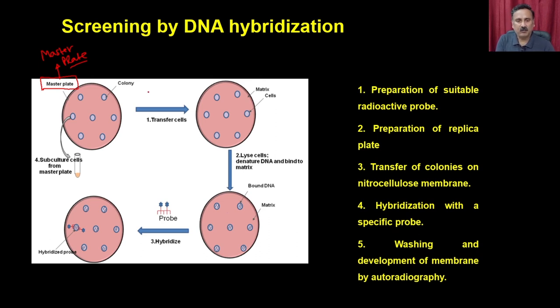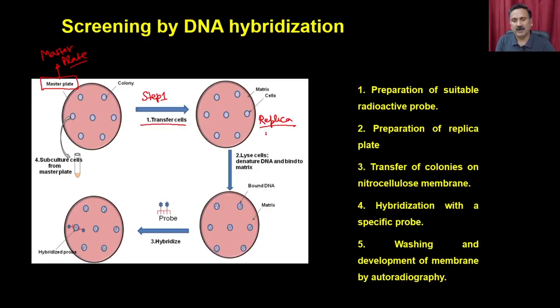In step one, you first prepare a replica plate, so that you can work with all the clones without destroying the master plate, without destroying the original clones. You just invert this onto another plate, and that gives you the replica plate. Or you can transfer that onto a nitrocellulose membrane, and that gives you an impression of the clones on the membrane.